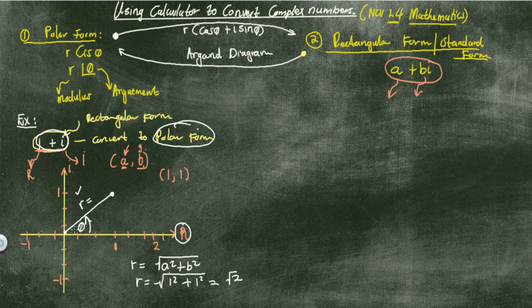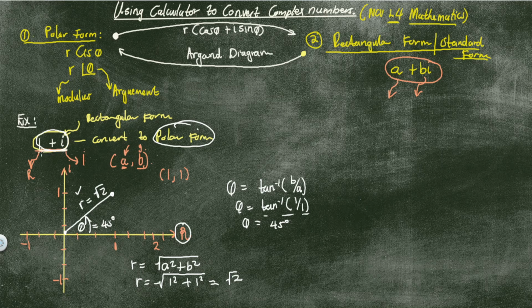Now, since our argument is measured in the first quadrant, the argument is going to be arctan of b over a. Theta is equal to arctan. What is b? B is 1. What is a? A is also 1. Therefore, calculating for this, we get 45 degrees. So the argument is 45 degrees, and R is equal to the square root of 2.